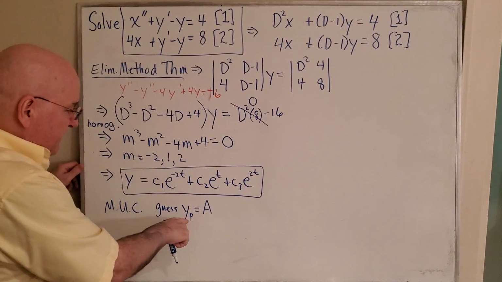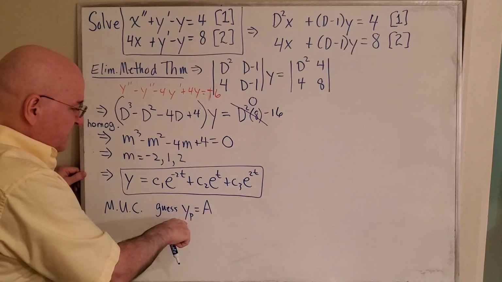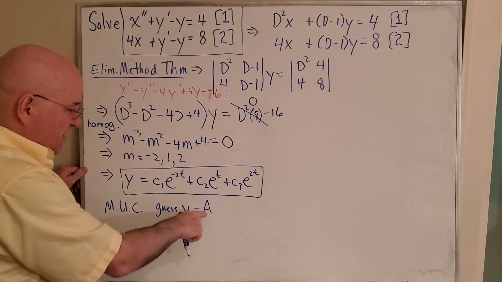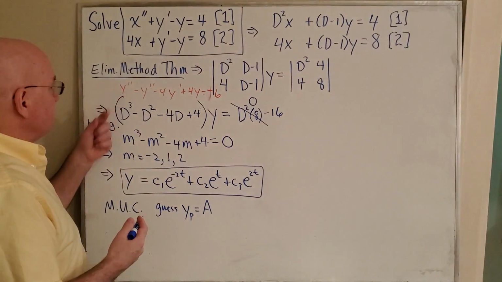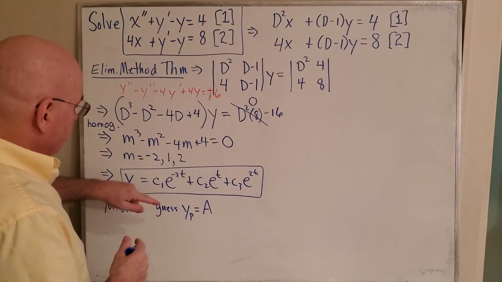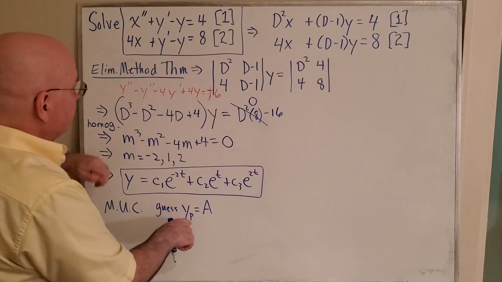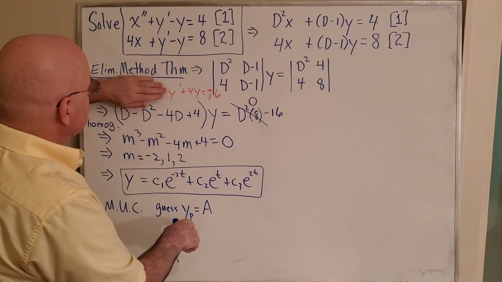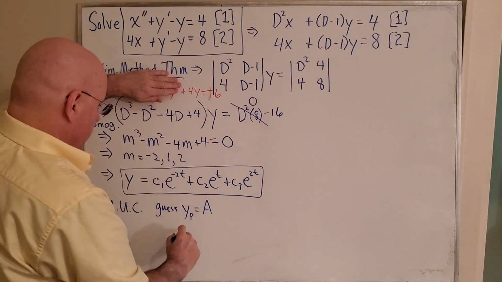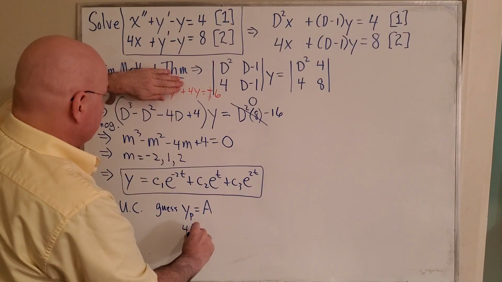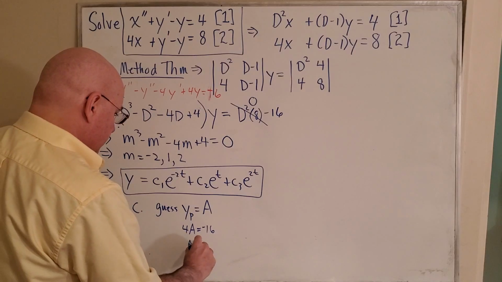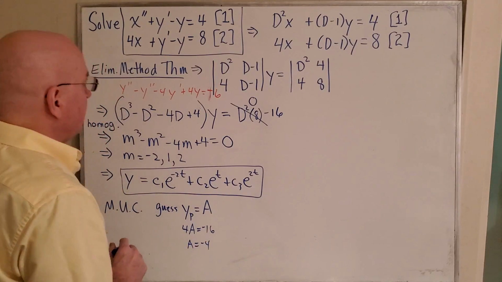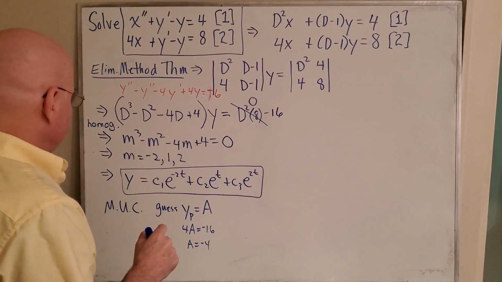If my particular solution is A, what's the derivative of A? It's a constant, so it will be 0. Second derivative, 0. Third derivative, 0. So if I'm guessing that yp is an A, all these are zeros, and I get 4A equals negative 16, and A is equal to negative 4.